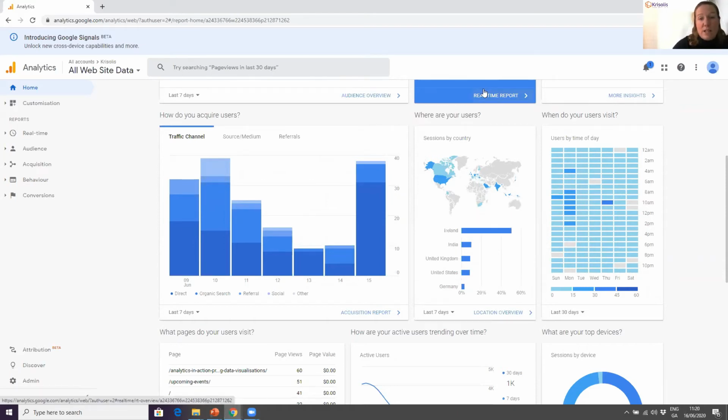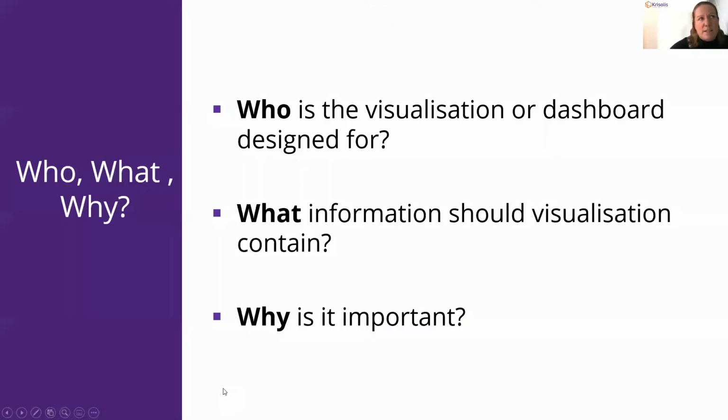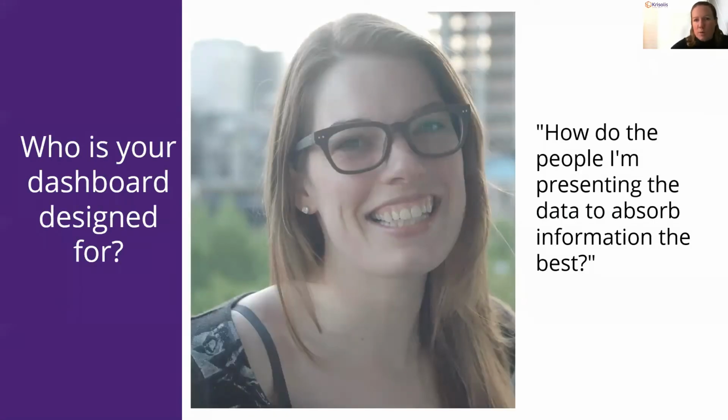The one thing that I think is really good about it is that they really focus on the audience at hand. Who is the visualization or the dashboard designed for? What is the information that it should contain, and why is it important? When we think about the who, and this is again a great writer if you're looking for good references, this is Julie Steele. She says that when you're thinking about your audience, you want to think about how the people you're presenting to absorb the information best. So really think about how they are going to understand the information you're trying to portray.